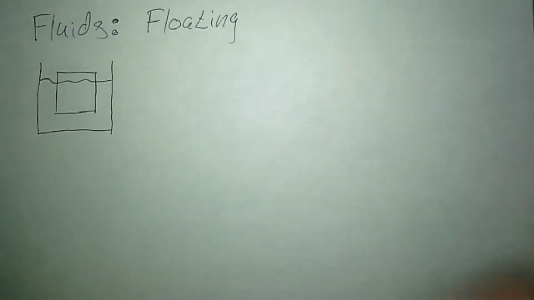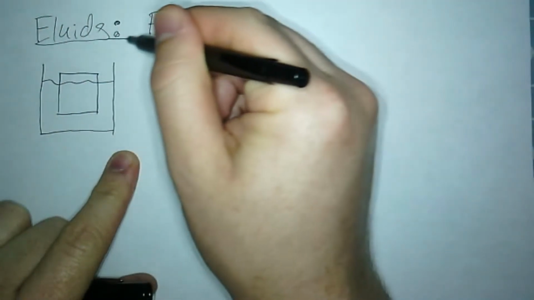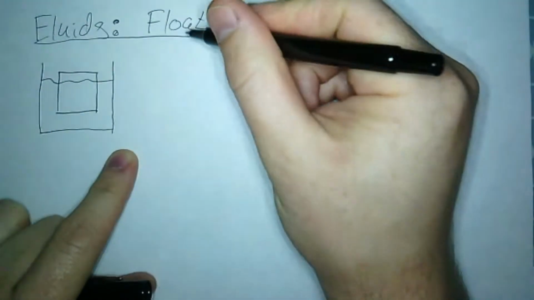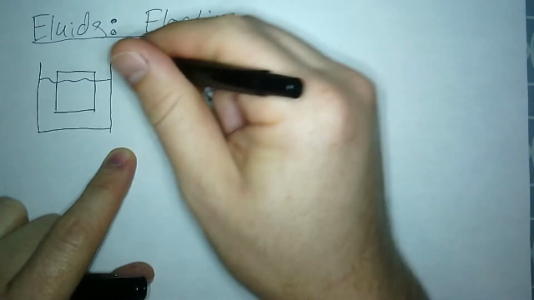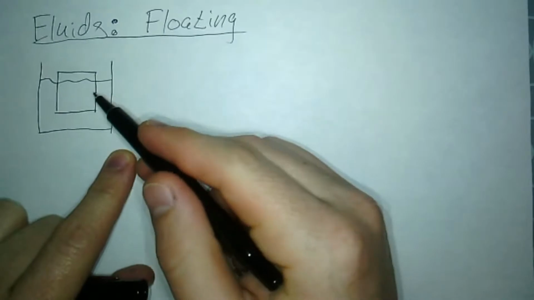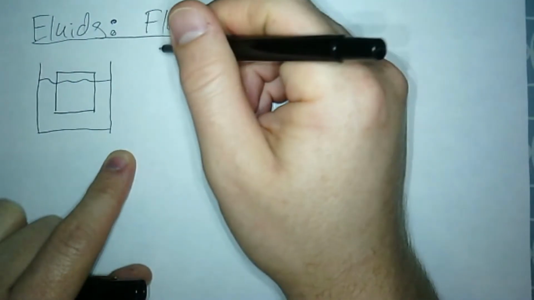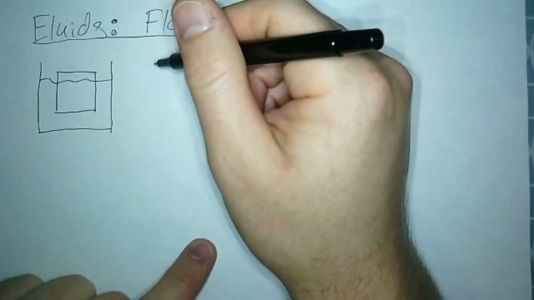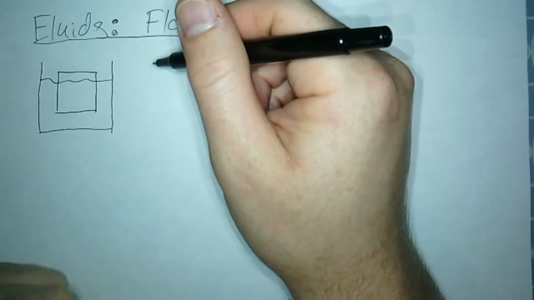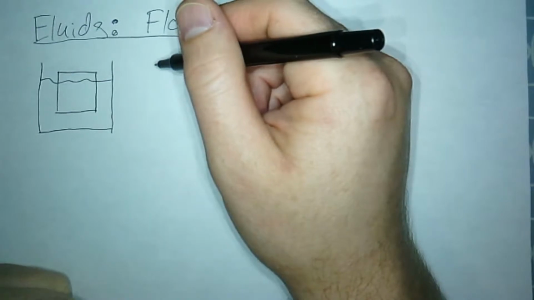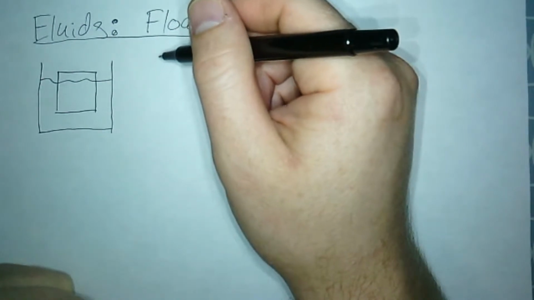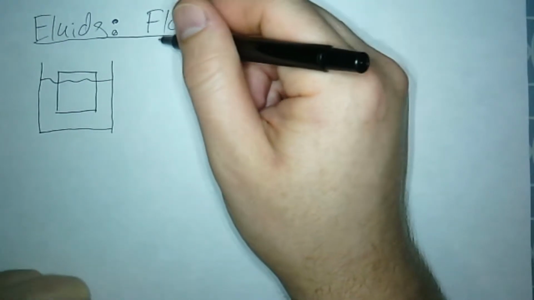All right, let's talk about objects floating in a fluid. Specifically, what we want to know about today is how much of the object is above water versus below water. So, what is our basic equation that we have to determine the buoyant force? And what do we do with that in terms of Newton's second law?